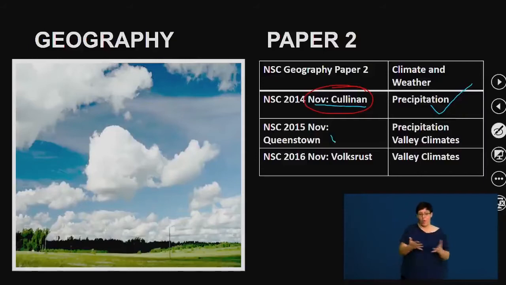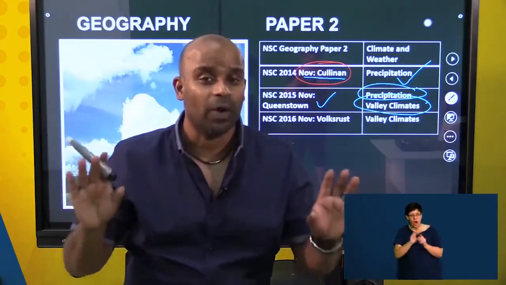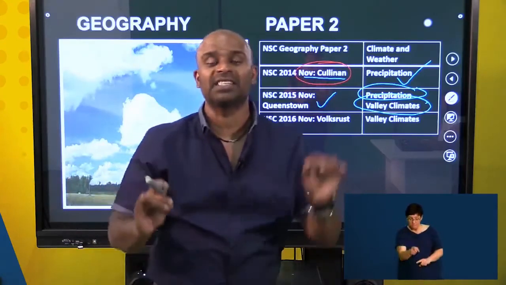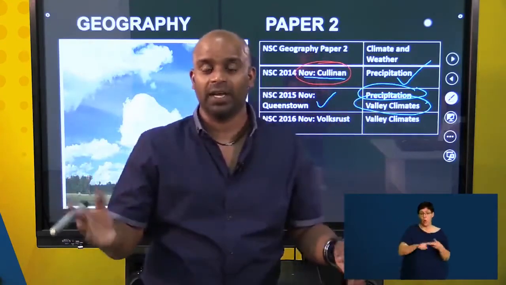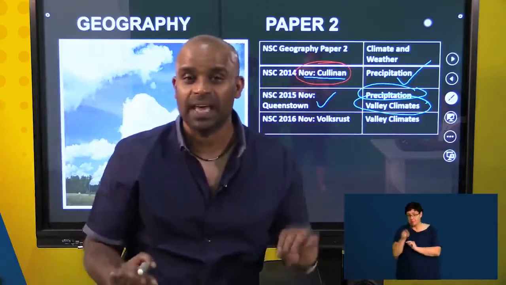In 2015, on the map of Queenstown, again, the type of rainfall as well as valley climates. You know what I'm talking about, the microclimate within a valley, your anabatic and your katabatic winds. And what was this question all about? You had to look on the map and determine the slope. And once determining the slope, determine if it is an anabatic or a katabatic wind. So, simply put, can you see how the theory is now being examined on the map? And your ability to identify where that slope is by simply looking at the contour lines.